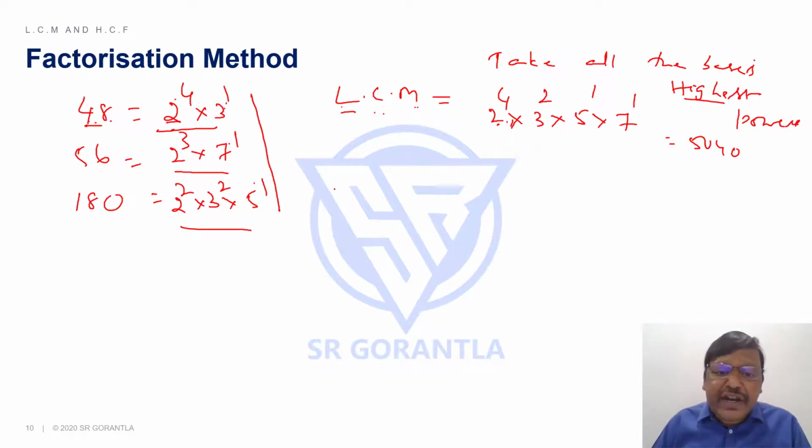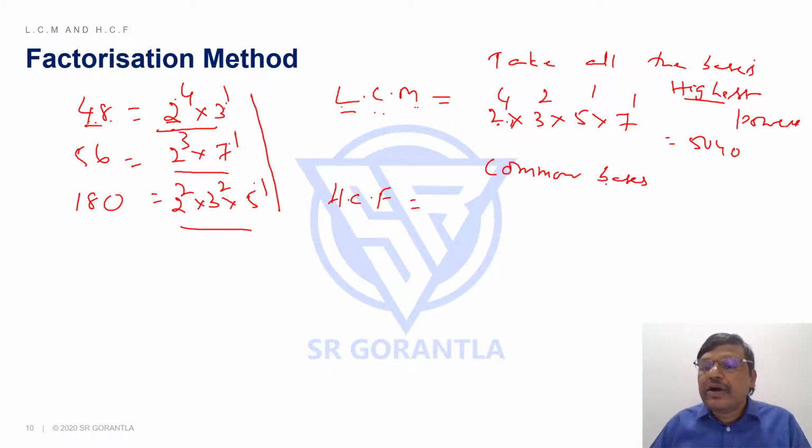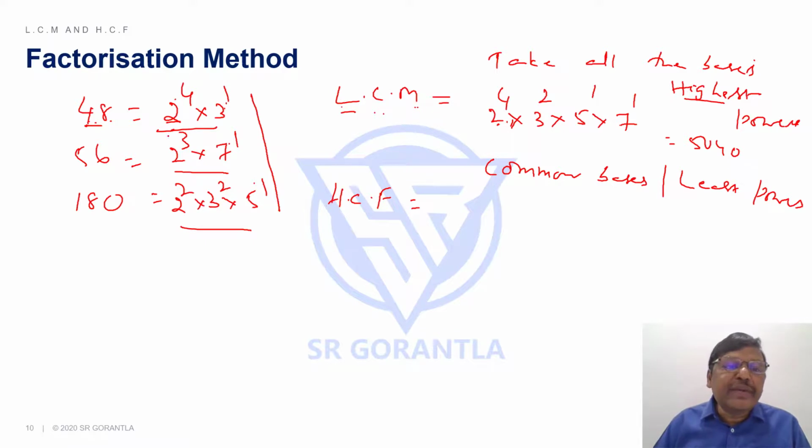If it is HCF, students, take only the common bases and then take the least power. See, if you look at HCF, what is the common base? 2 is a common base in all cases. Then 3 is also a common base? No, 3 is not there. 7 is not there. 5 is not there. 2 is the only number that is common across all these 3 numbers. Then take the least power, I said. For 2, what is the least power? 2. So 2 square, 4 is my answer.